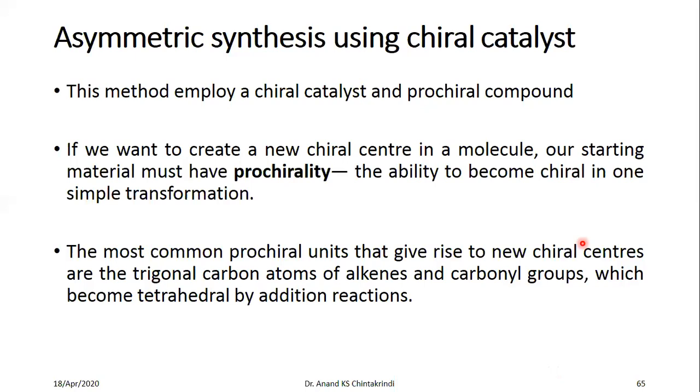Now, what is a prochiral compound? It becomes chiral on a single transformation. What kind of compounds are prochiral compounds? Mostly these are alkenes, that is the sp2 hybridized carbons of the alkenes, the trigonal carbon, and the carbonyl groups, which become tetrahedral by the addition reaction. Carbonyl groups on nucleophilic addition transform into a tetrahedral intermediate. Thereby, you can introduce a chirality in the molecule.